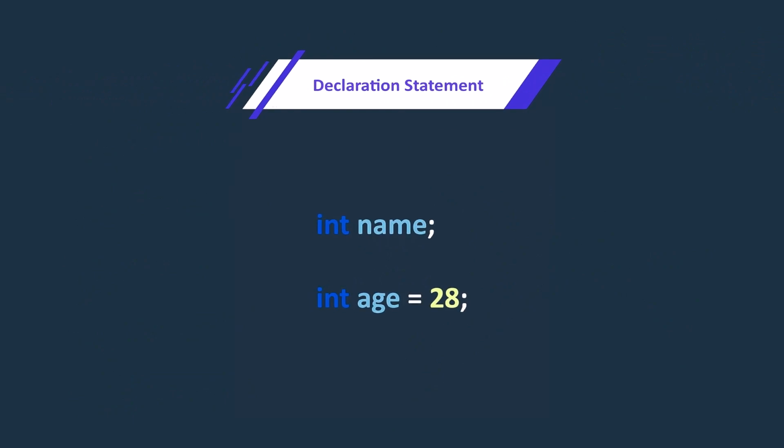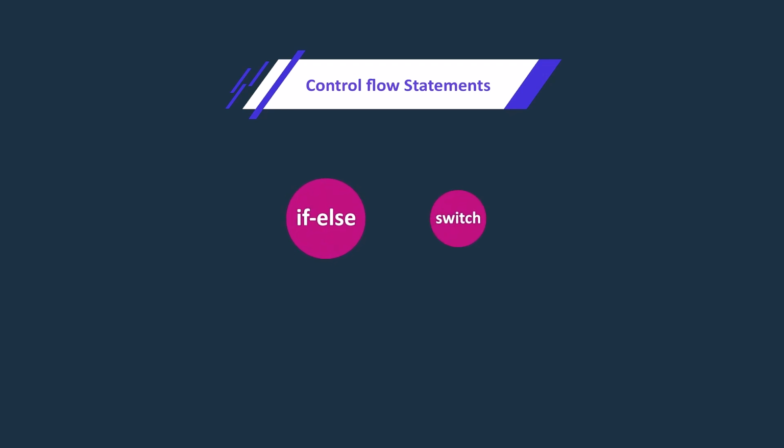A declaration statement introduces a new variable or constant and optionally assigns an initial value. These two lines are declaration statements. Control flow statements alter the flow of application execution based on certain conditions. They include if-else, switch, or loops statements. We'll talk about these statements in the upcoming sections.